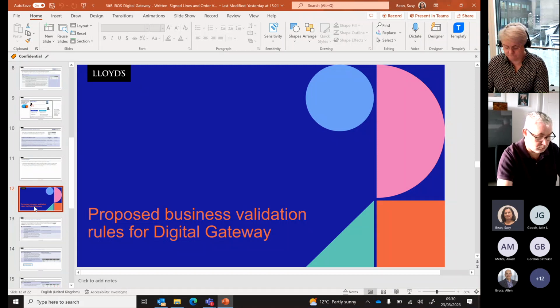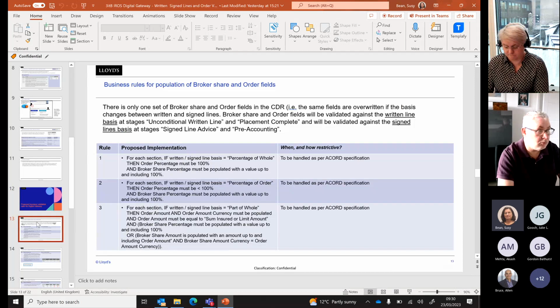Okay, so moving on to the proposed business validation rules for digital gateway. The first set is the rules around broker share and order fields. An important point to make is in the CDR, there's only one set of broker share and order fields. So there's broker share percentage and broker share amount and currency. There's order percentage and order amount and currency. But there are two fields for the basis. So there's the written lines basis and the sign lines basis.